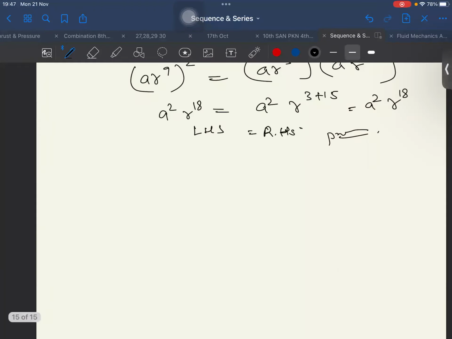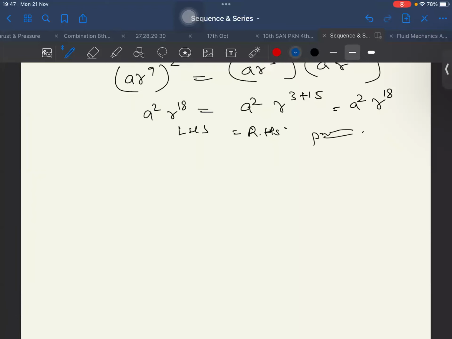Okay. Question number 18. Good question. You have to find the sum first. Sn you need to find out, the sum of first n terms of the series 8, 88, 888, and so on. So tell me, which type of series is this? Is this AP or GP?